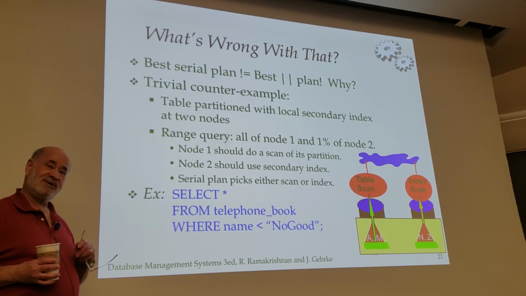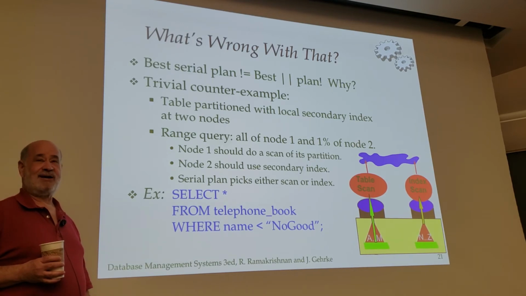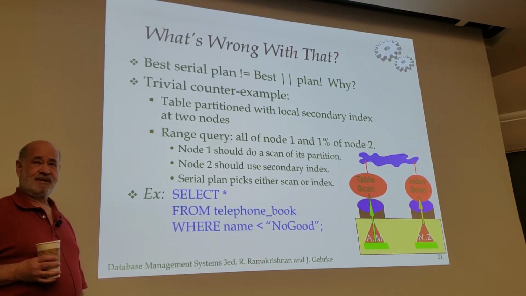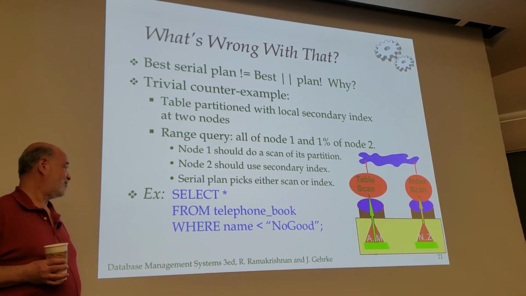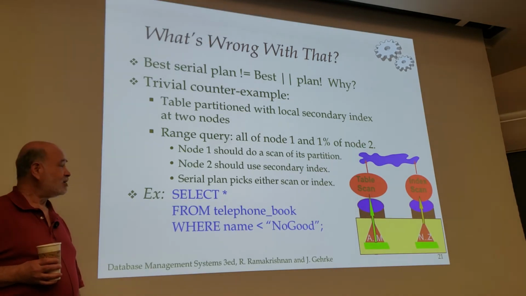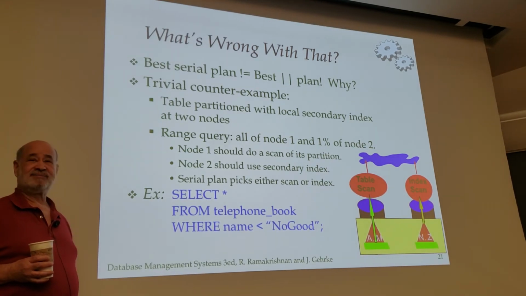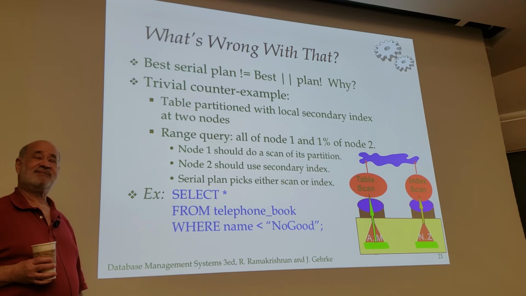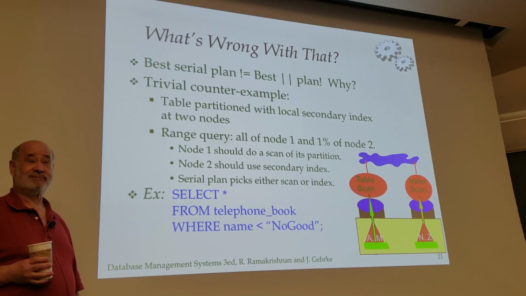Now, if we were taking a single plan and decorating it with parallelism, there are 2 approaches you might use. One is to do a sequential scan, and the other is to use an index that you have on name. You know what? For site 1, sequential scan is a great thing, A through M, because you don't have to touch all the data, because all the data is less than "no good." What about for site 2?